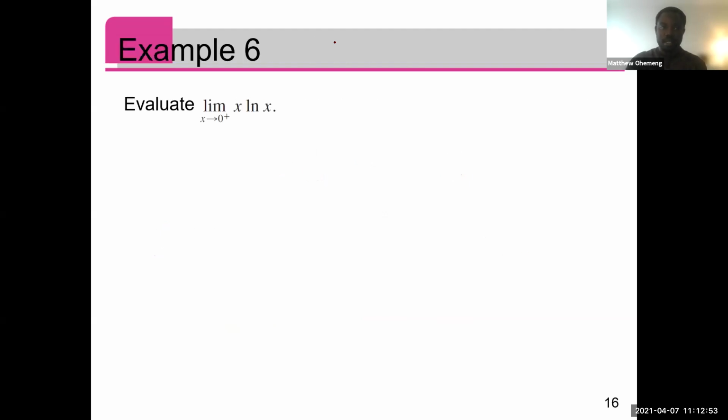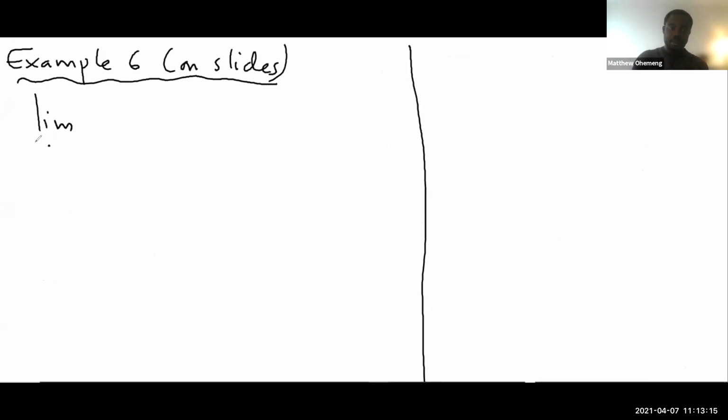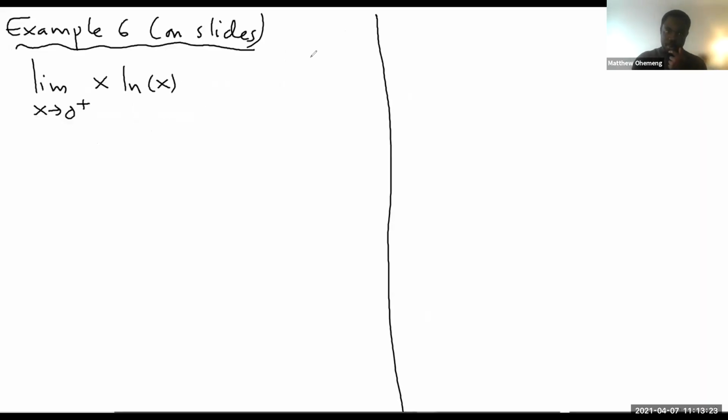So let's look at example 6, right? So x ln of x. So for that one, we have the limit as x approaches 0 from the right of x ln of x. Okay, so now let's try and find this limit. So let me try plugging in and see. Now for the first one, the limit as x approaches 0 from the right of x, that one is going to give us 0.